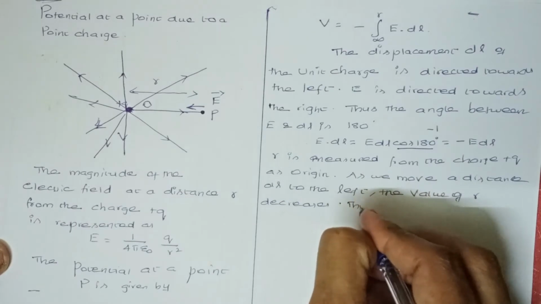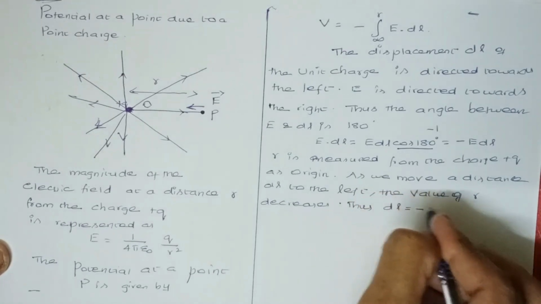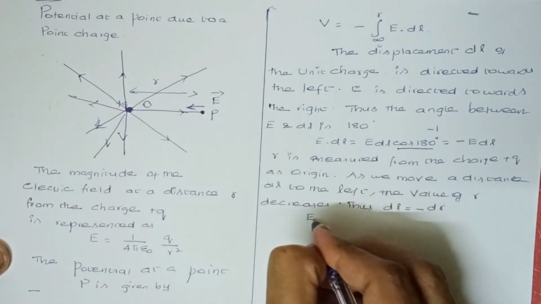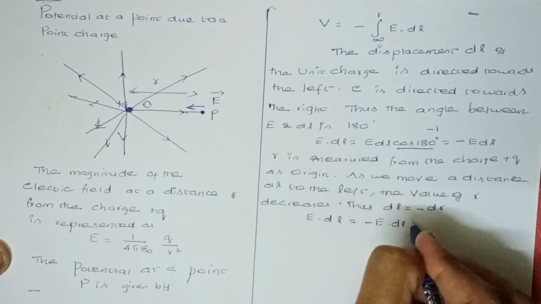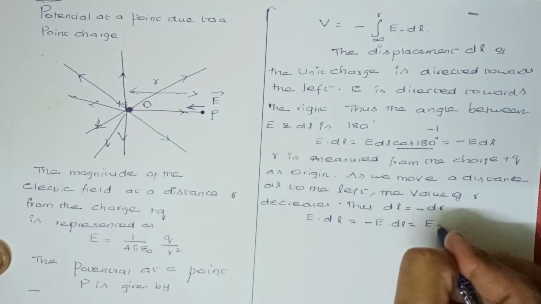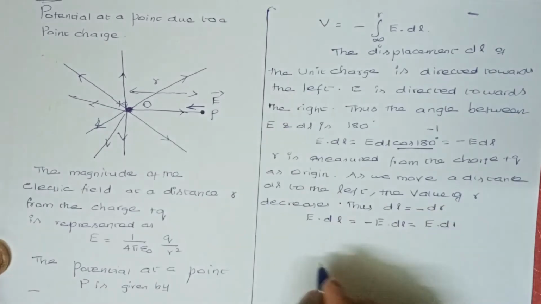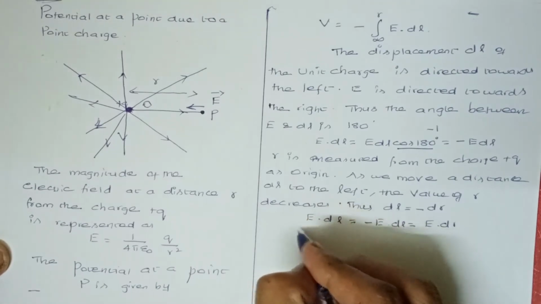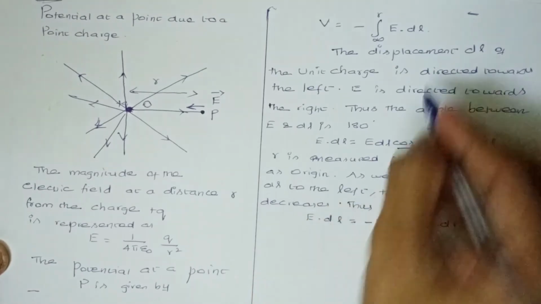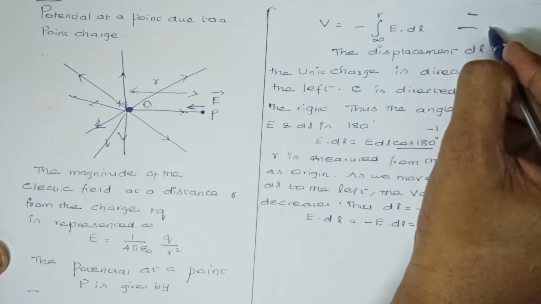So thus, we can write DL equal to minus DR. Therefore, E dot DL equal to minus E DL, that is E dot DR. Minus minus becomes plus E dot DR. Now, we can write this equation. I can call this equation 1.